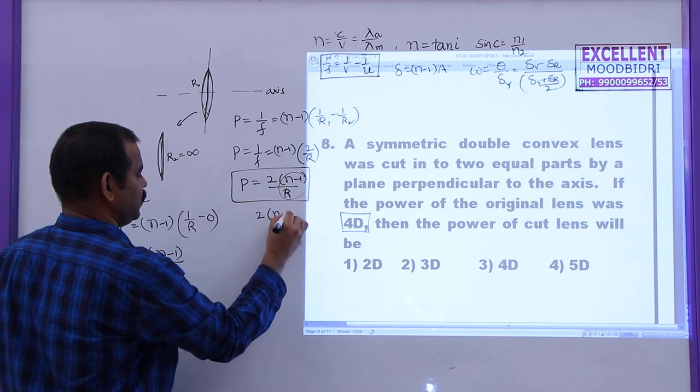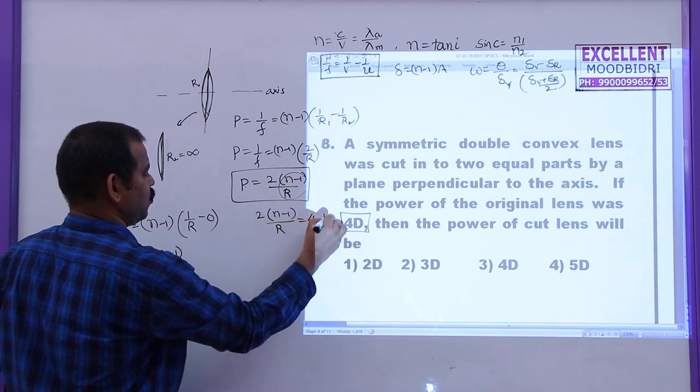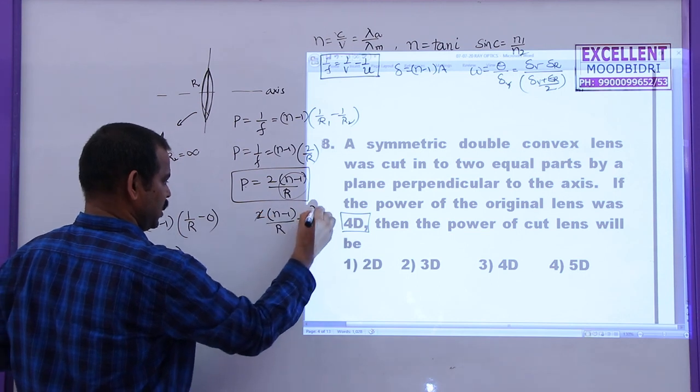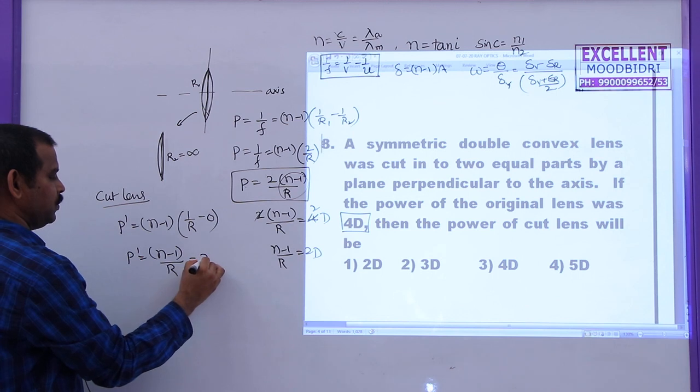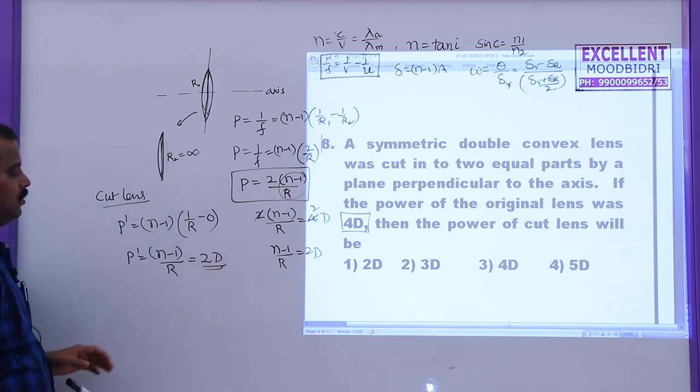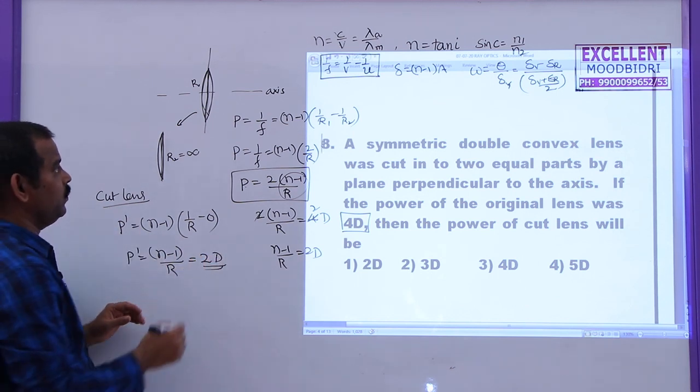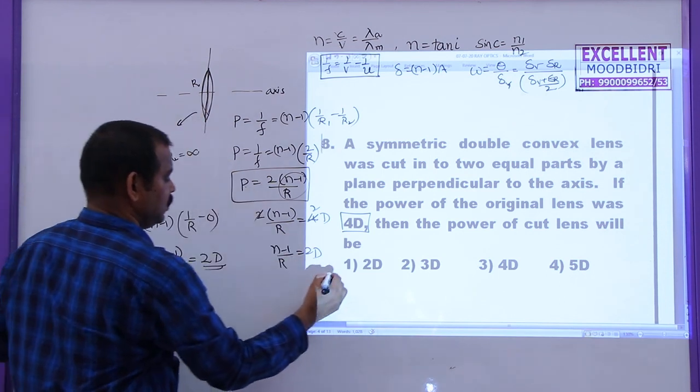So 2 of (n minus 1) by r is equal to 4 diopter. So this 2 gets cancelled. (n minus 1) by r will be 2D. So what is the power of this lens? After cutting, the power will be reduced to half here when it is cut perpendicular to the axis. So option 1 is correct.